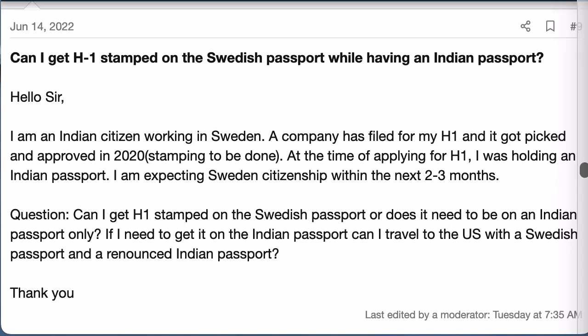Okay. Since in this case the H1 is already approved with an Indian passport, that shouldn't matter, because there's no change in the H1B papers needed. I don't think it should matter at all.